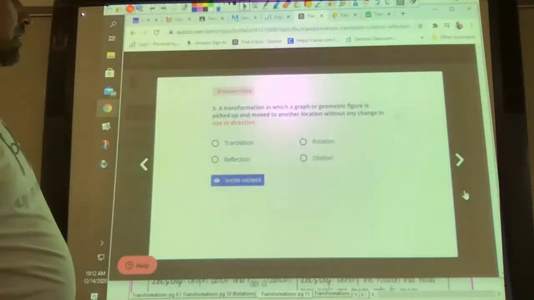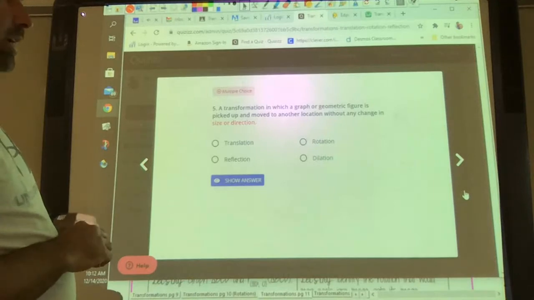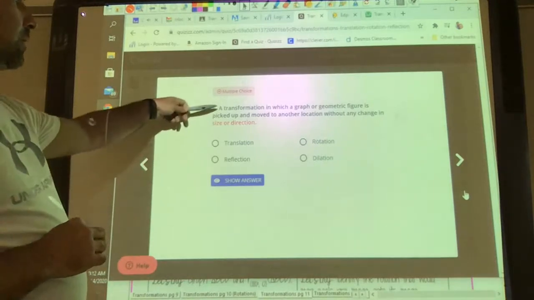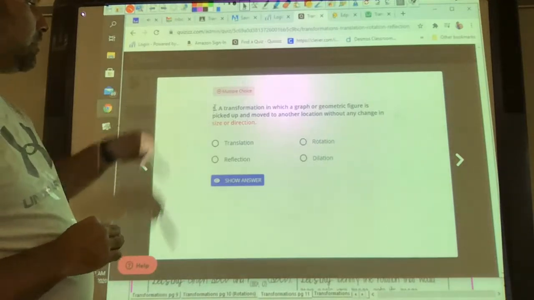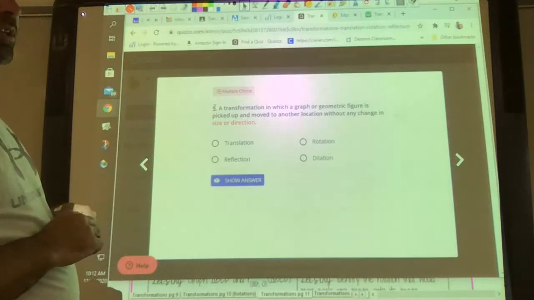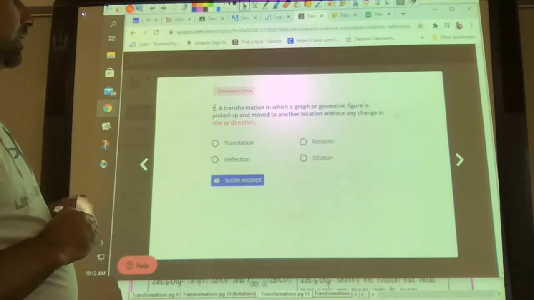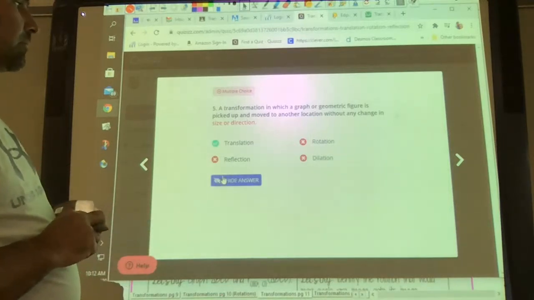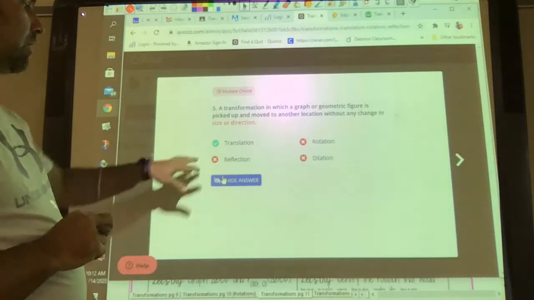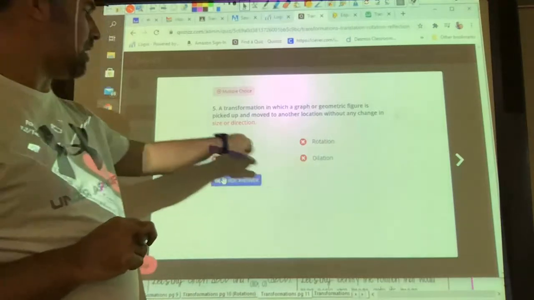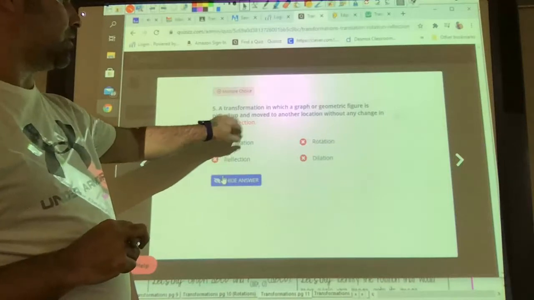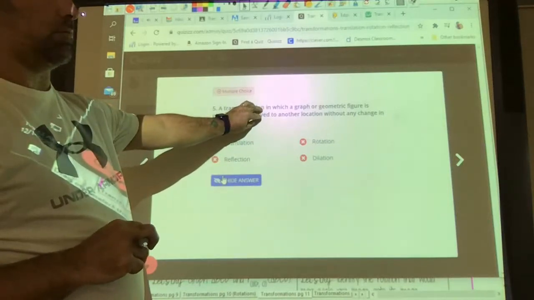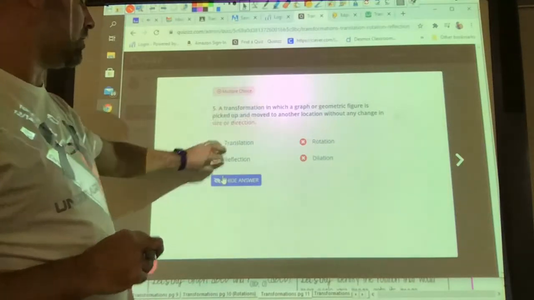Okay, this would be in your packet. Transformation: once your graph is picked up and moved, the key word is moved, without any change in size or direction. That's just a simple translation. Now the rest of these, except dilation, dilation would change the size, but your key word here is move. If you're just moving, then you're translating.